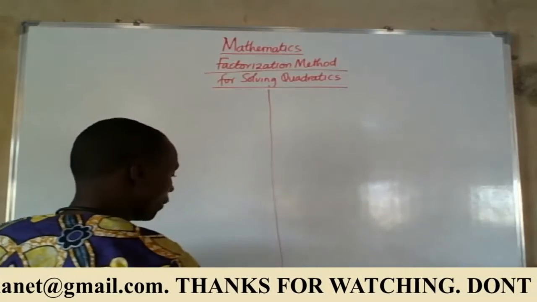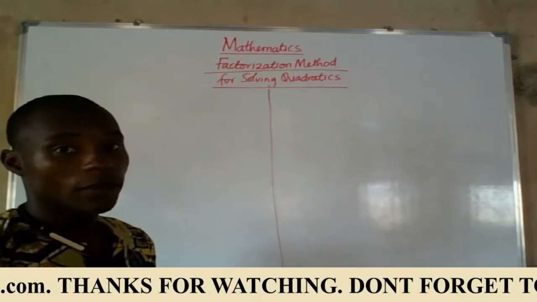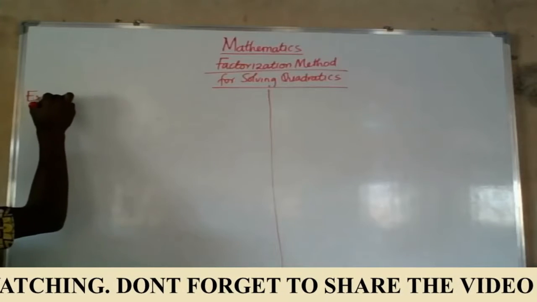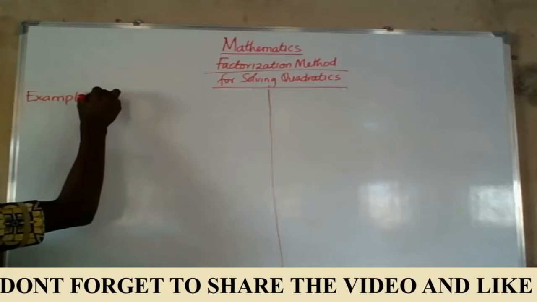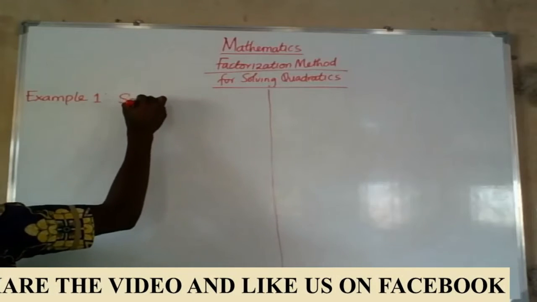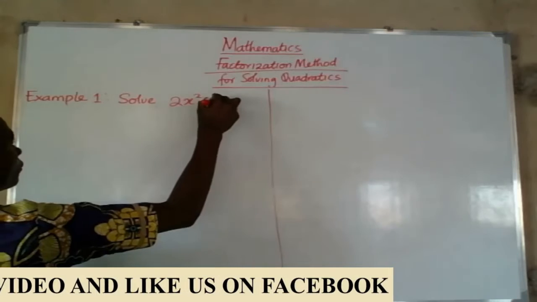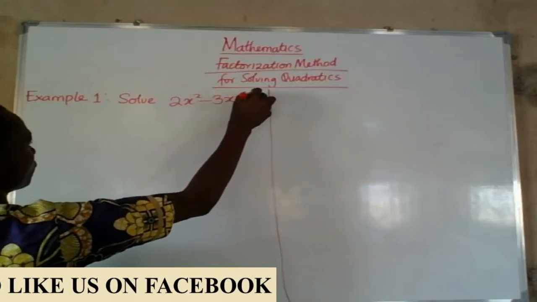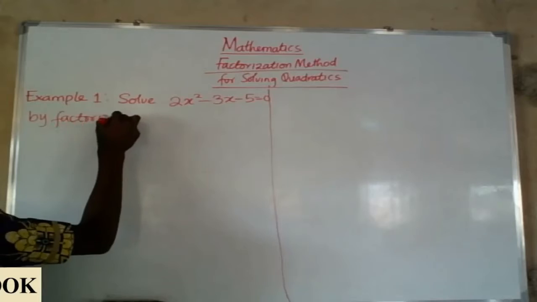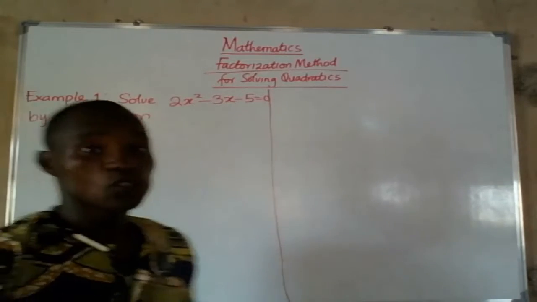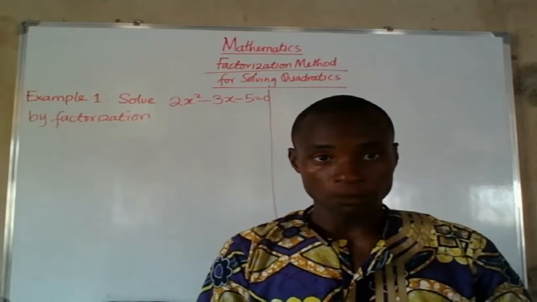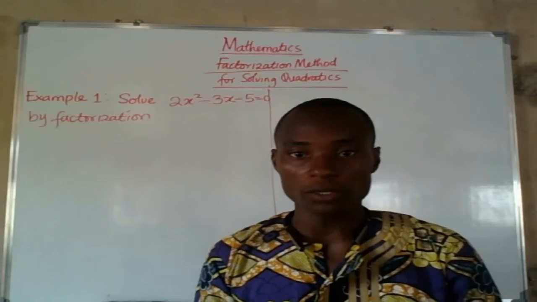Basically, we'll be looking at the factorization method for solving quadratics. We'll go straight to the example and then I'll use the example to teach. We are to solve 2x squared minus 3x minus 5 equal to 0 by factorization. How do we go about it? What are the steps that we ought to take?